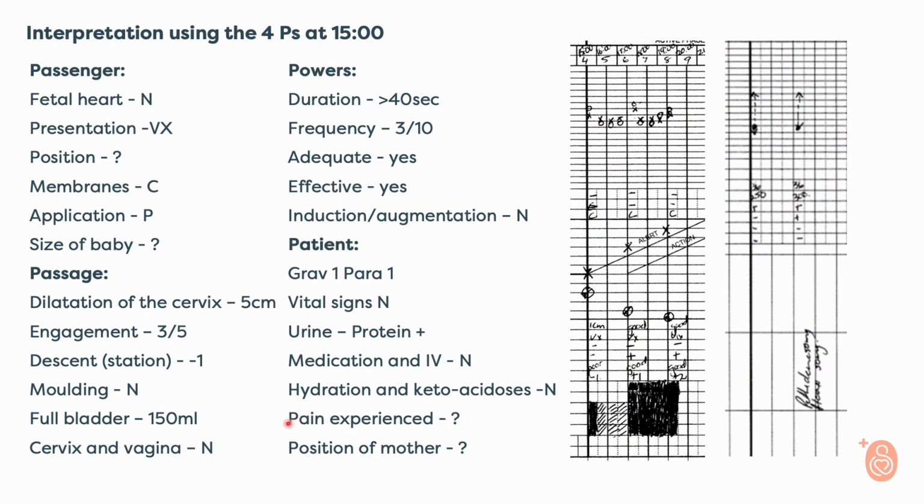We need to find out how the mother experienced her pain. There's no indication obviously on the Partograph, so we have to find out. We have to observe whether she can cope with her contractions or not. We've seen that they are getting stronger and obviously more painful as well. And we also don't know about the position of the mother.